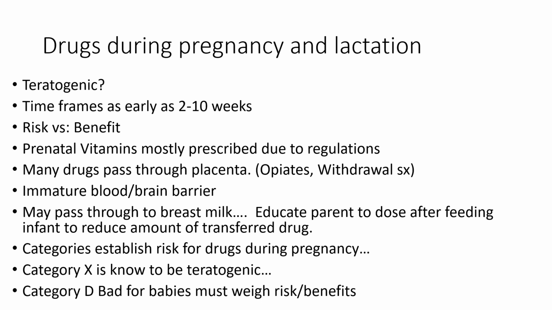Now, there are categories to establish the risks for drugs that are given during pregnancy. Of course, X is known to be teratogenic, and unless the benefit extremely outweighs the risk, they do not give those. Category D is bad for babies, but again, you're going to go back to your risk versus benefits. Many, many healthy pregnancies occur even though they're taking medications. They just monitor those extremely closely, or they may even change that medication in order to prevent that.